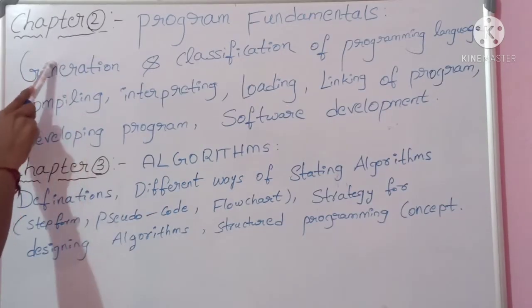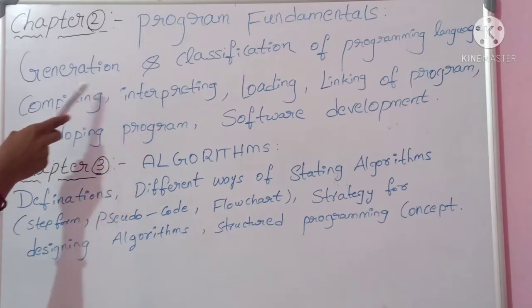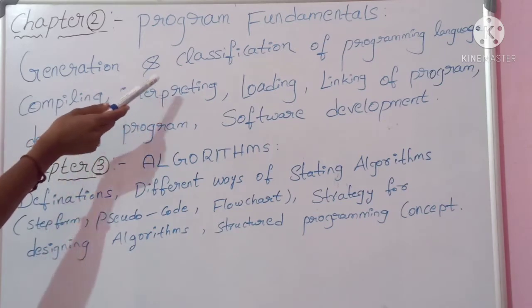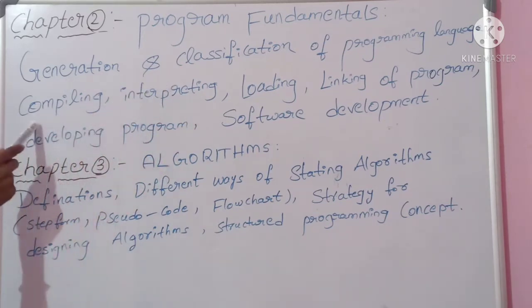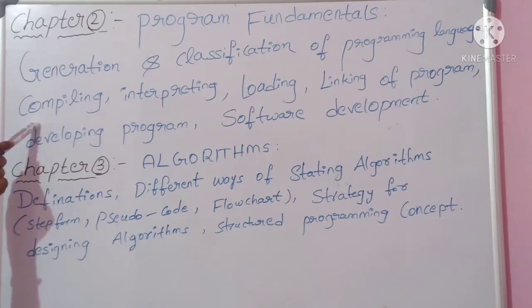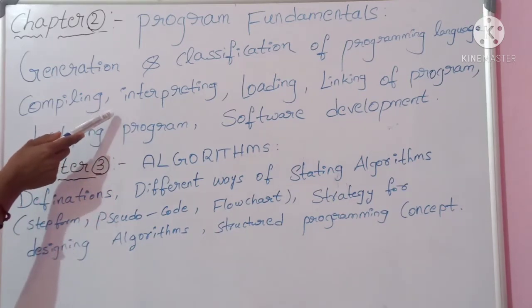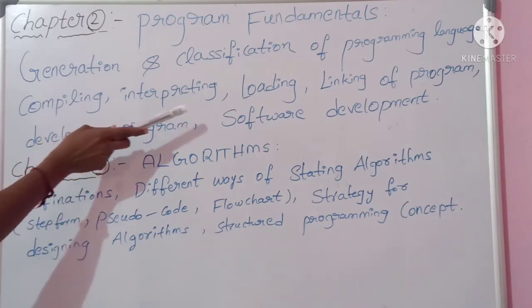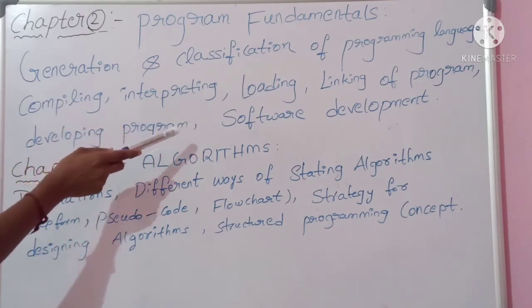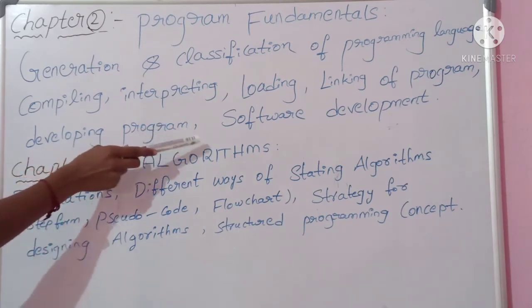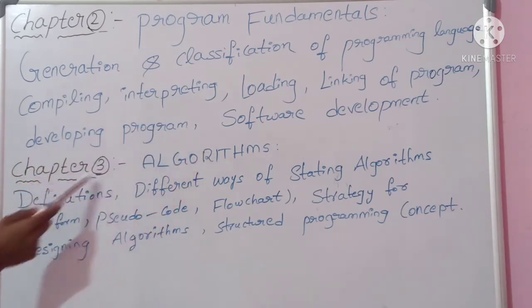This is chapter 2. In chapter 2 we have program fundamentals. In program fundamentals we have concepts like generations and classification of programming languages, and this is compiling. Compiling is nothing but we check the errors at a time while executing the program, and interpreting means we check the errors step by step during execution of the program. And this is loading and linking of programs. This we will discuss later. How to develop the program, we will discuss later. And it is software development. We have basics in that software development.